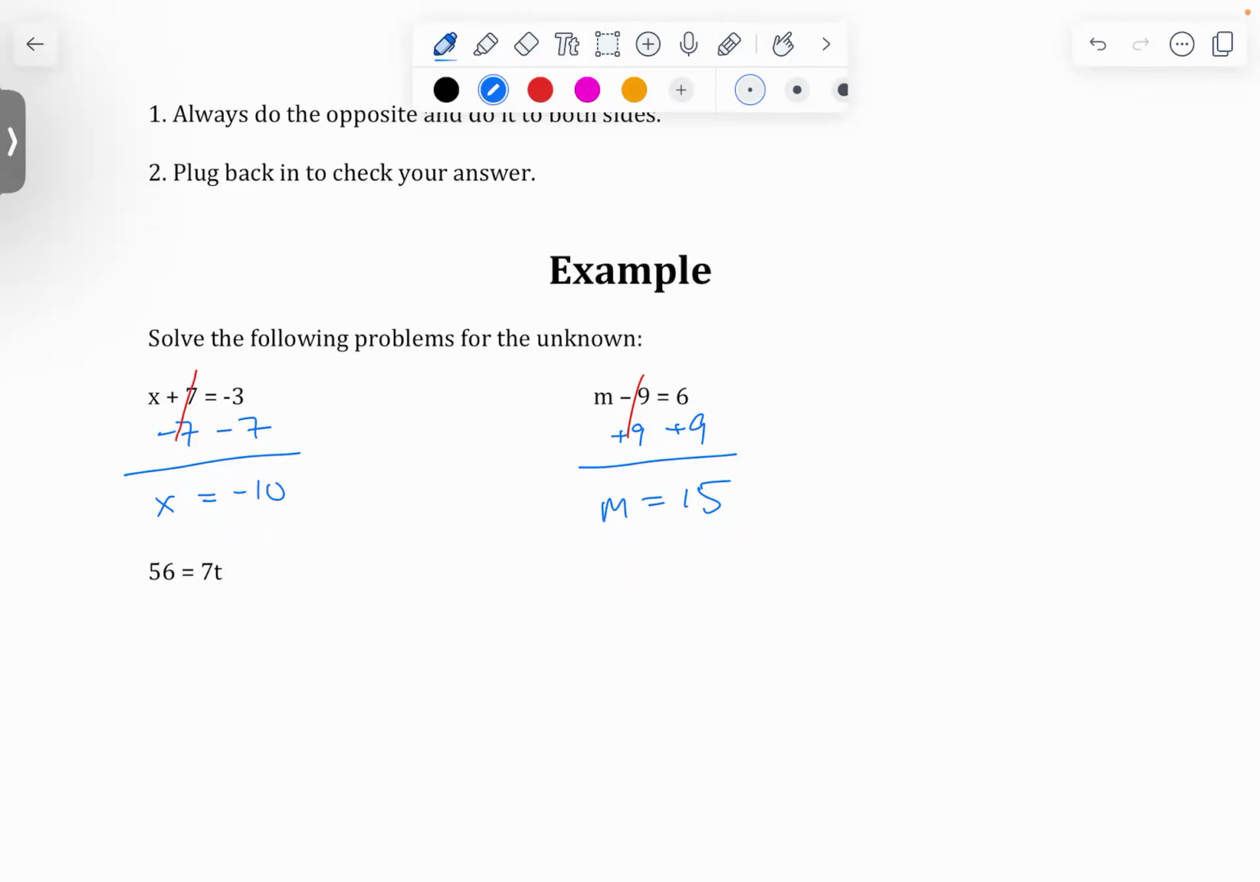Similarly, 56 equals 7t. 7 is being multiplied by t, so I'm going to divide both sides by 7. That gives us 8 on the left side and t on the right side. Now again, 8 equals t. That is equivalent to t equals 8. Okay, those are both correct. It doesn't matter if you write it with the variable on the right side or the variable on the left side.